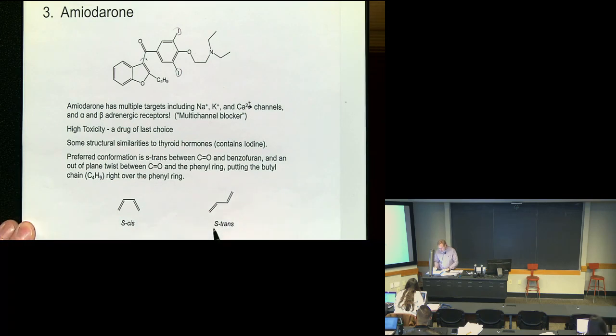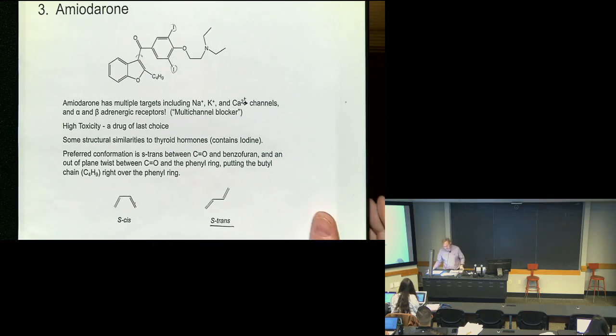They call it an S-trans orientation. So here's S-cis, kind of like this would be a double bond that's on the same side or opposite. It's held there, and it gives the molecule a certain shape, which is an important part for the binding to the active site.